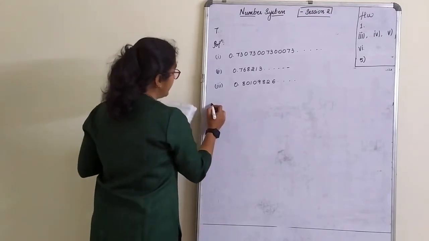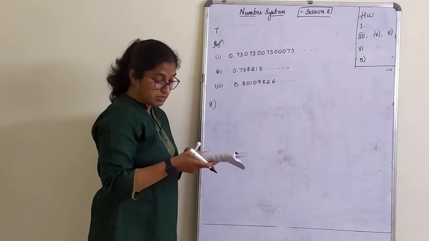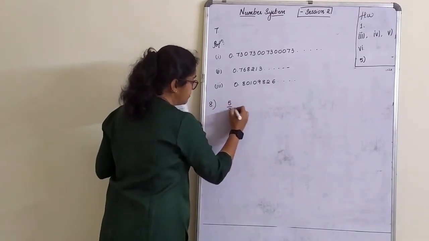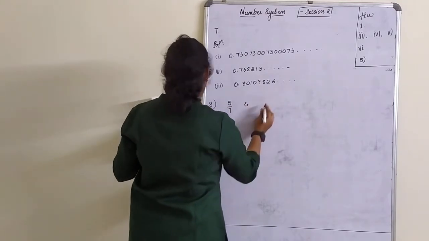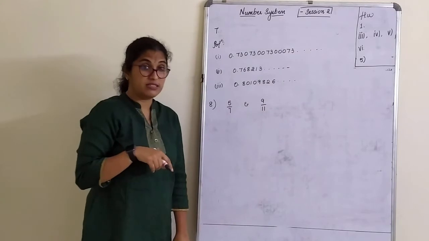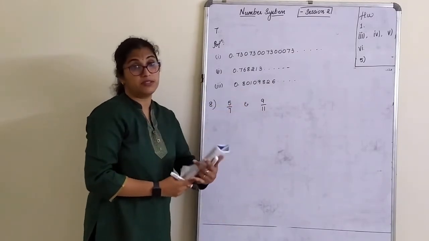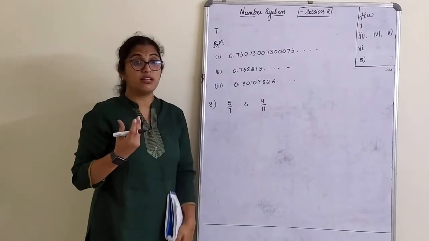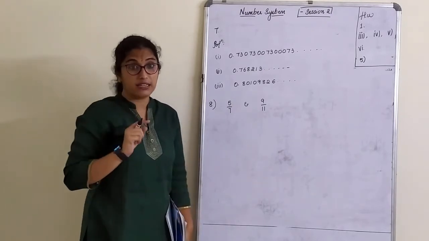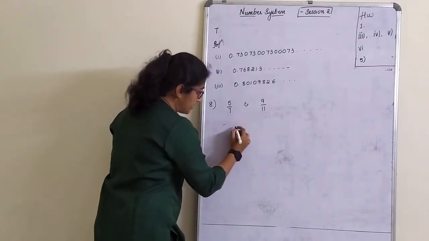Okay. Eighth one. Find three different irrational numbers between the rational numbers 5/7 and 9/11. See, understand the question. They have asked us for irrational numbers between these rational numbers. So we have to find irrational numbers between rational numbers, meaning the numbers have to be non-recurring. So what we will first do here is divide 5/7.